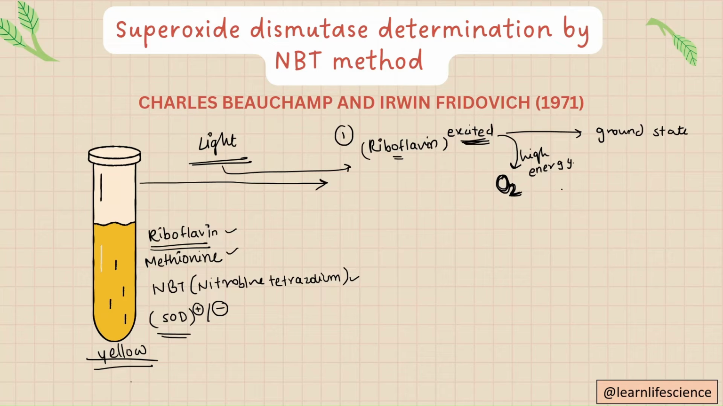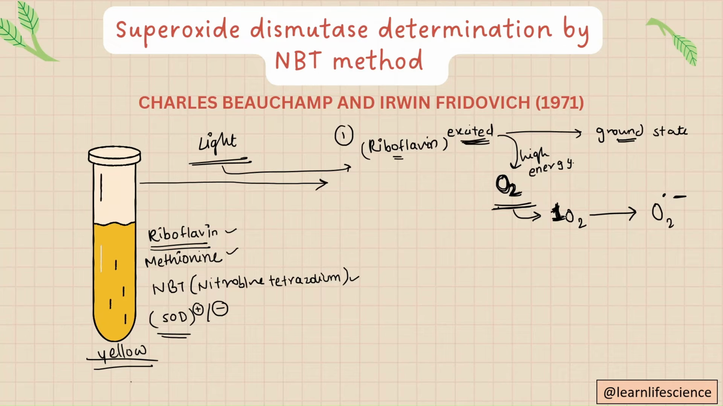Okay, and now what will happen is that the transfer of energy to oxygen will promote one of the oxygen molecules to an excited state, resulting in the formation of singlet oxygen. I hope you are understanding that riboflavin, in order to return to its ground state, transfers its energy to the oxygen molecule, and this results in excitation of a single oxygen molecule, which ultimately results in the formation of superoxide radical.